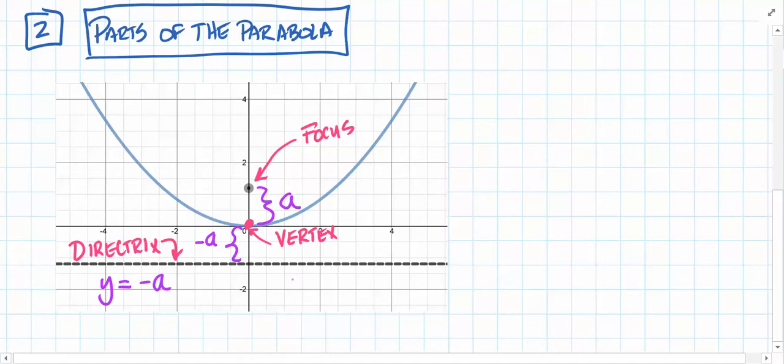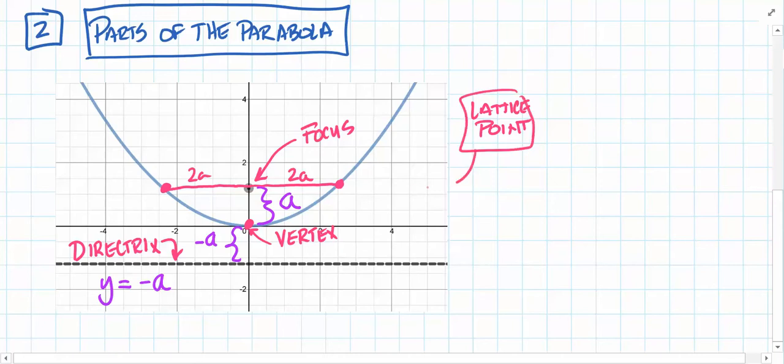The last thing that every parabola has is something called a lattice point, a lattice point. So the lattice point is this: if you are A units from the vertex to the focus, and you go perpendicular 2A units, that point is guaranteed to be on the parabola. If I go left and right perpendicular, these 2 points are guaranteed to be on the parabola, and they are called your lattice points. So that one and that one right there. Actually, I should draw it better, like this.